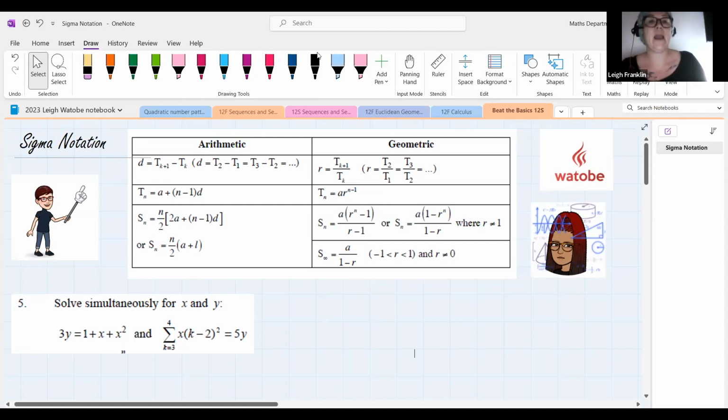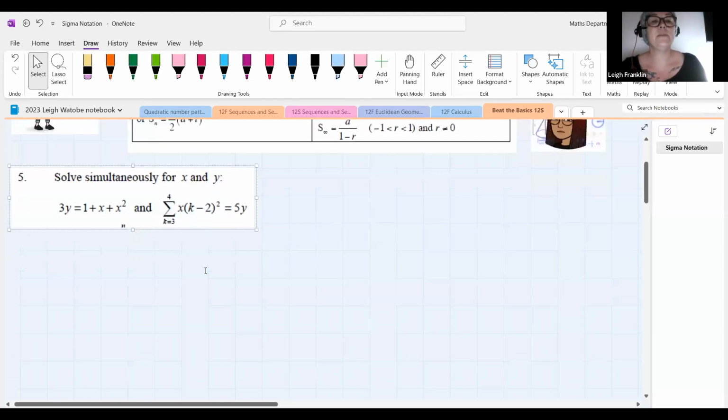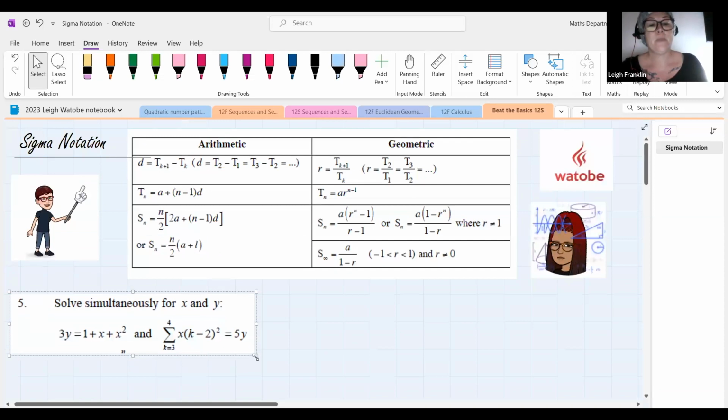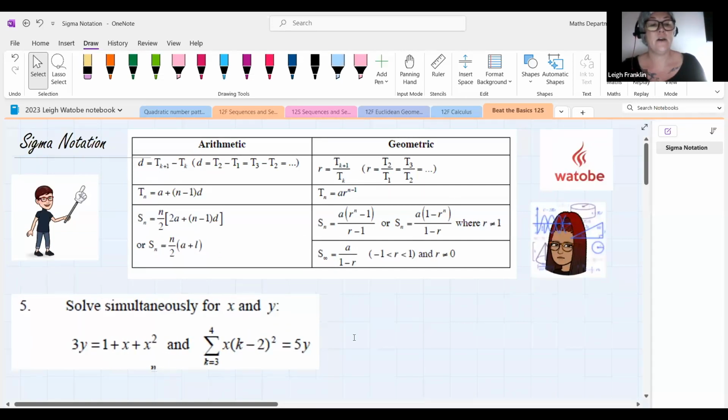Let's have a look at the first question. All right, so they want us to solve simultaneously, and they have given us two equations. The first equation is 3y equals 1 plus x squared plus x squared. And the second equation involves some sigma notation. So this is what we were talking about this evening with sigma notation.